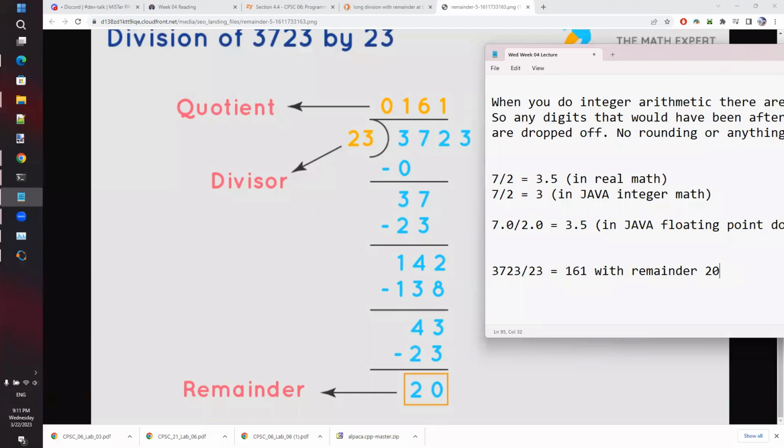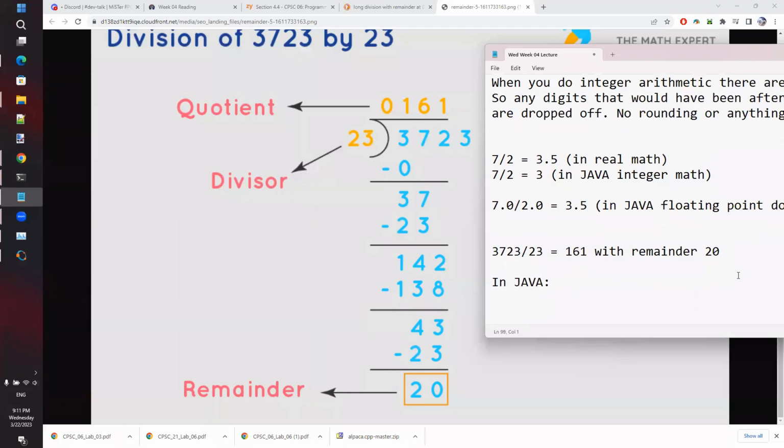Now, here's the thing about Java. In Java, if you do this calculation, 3723 over 23, you get 161. Okay? Because we know that you're going to drop off the decimal anyway.